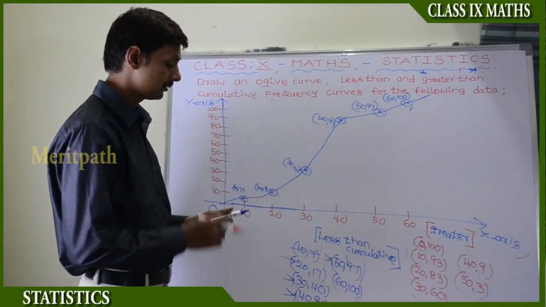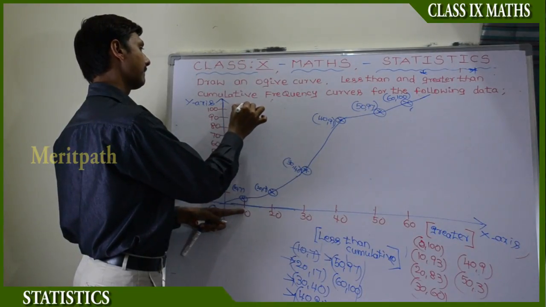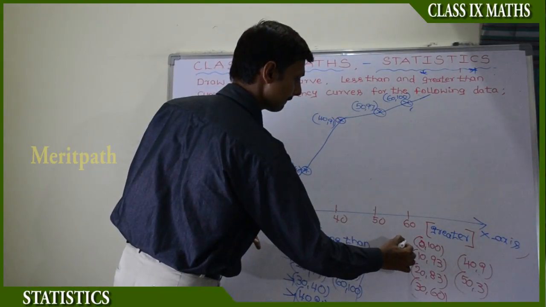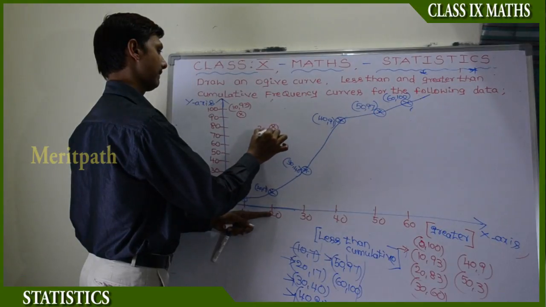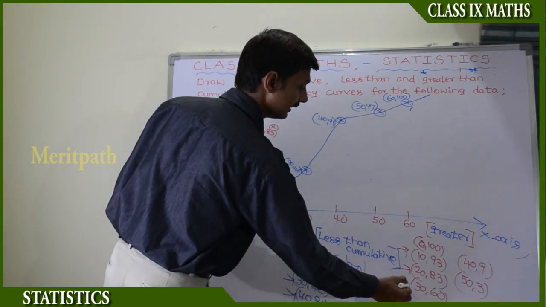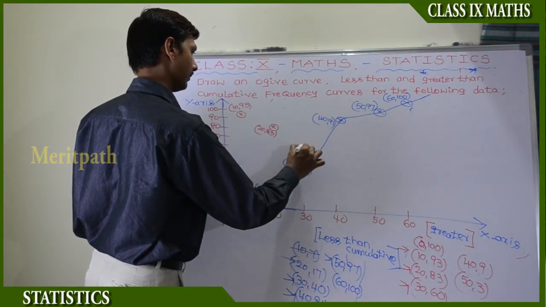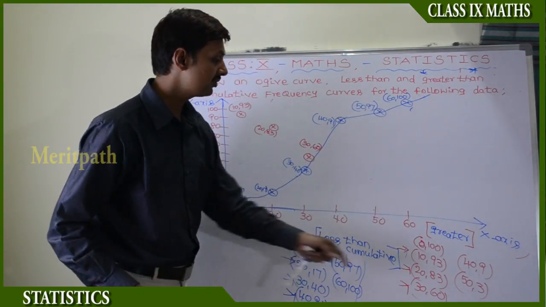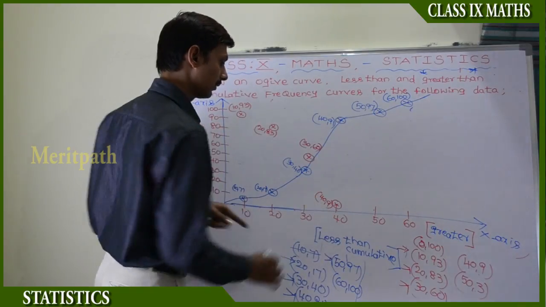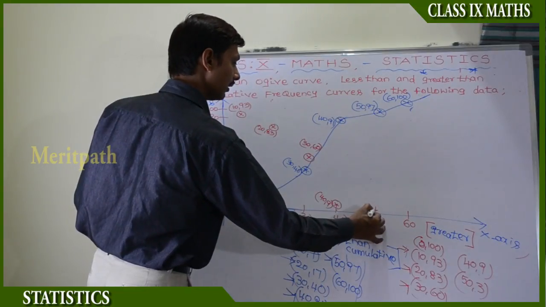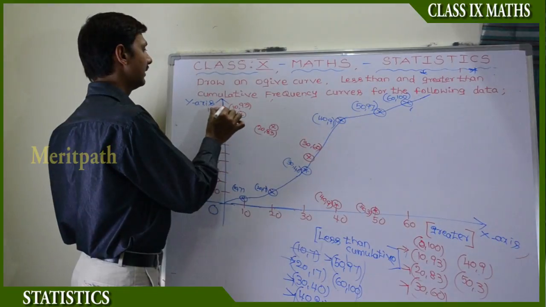So the greater than cumulative points are these: 10, 93. The next point is 20, 83. The next one is 30, 60, and 30 and 60 is here. Then 40, 9. And then 50, 3. And the next point is 0, 100. It's on 0, 100.